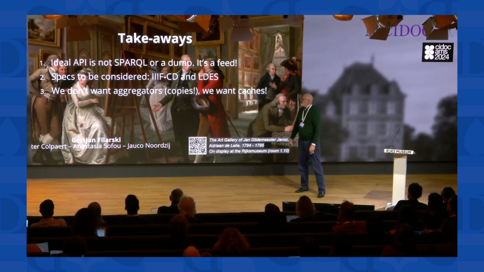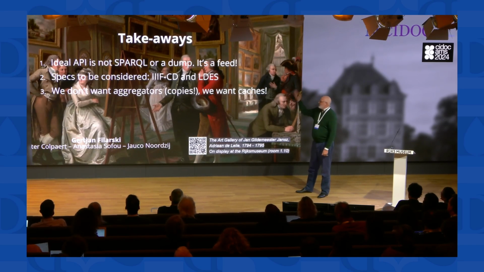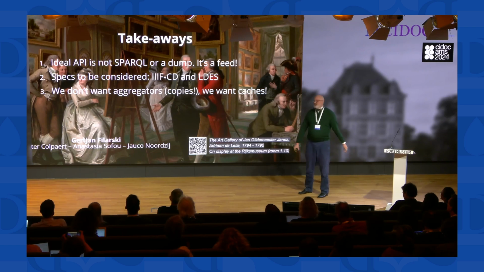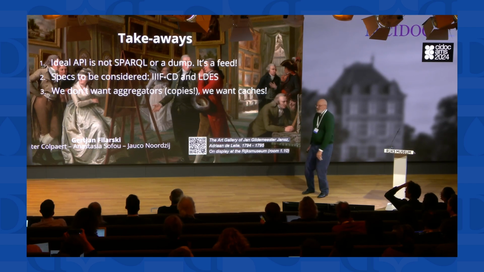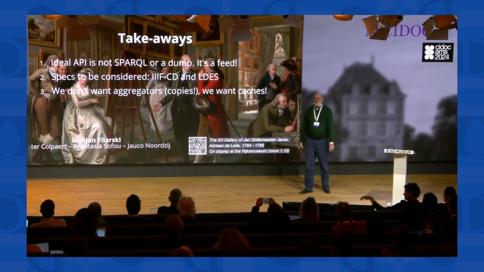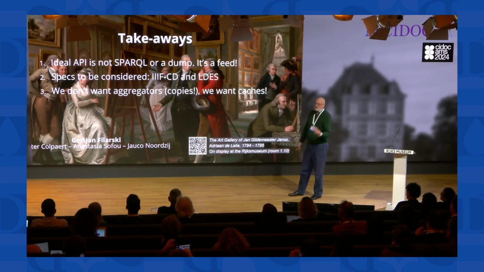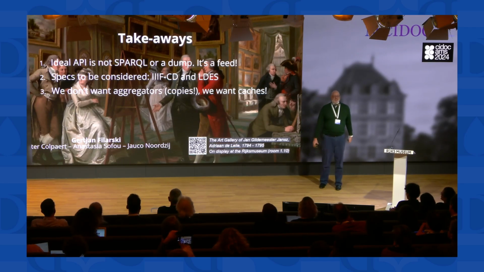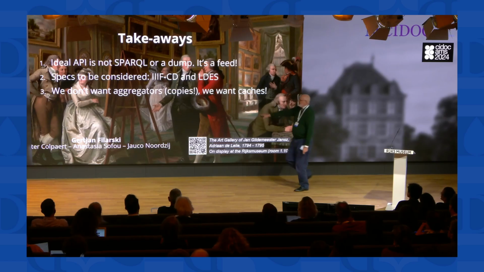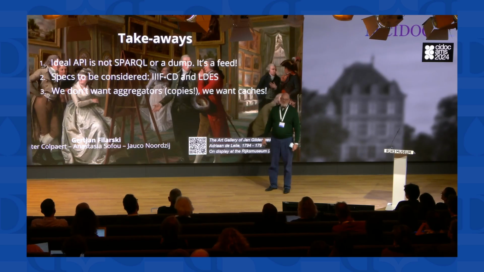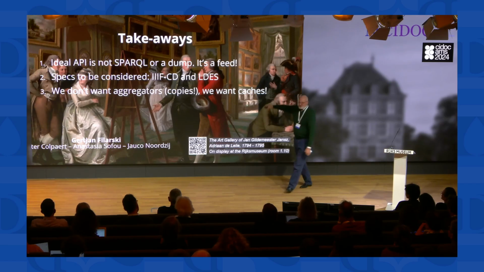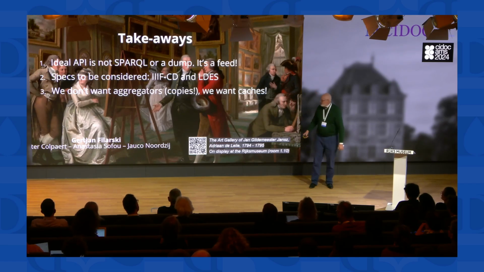So, the takeaways of this presentation. The ideal API is not SPARQL, it's not data dumps, it's very much not data dumps, it's a feed. I want an event stream, I want the changes, I want a subscription. The specs to be considered: IIIF Change Discovery, LDAS. But most of all, if there's anything that you take away, we don't want aggregators that build on other aggregators, and we don't want these copies. We want caches, we want something decentralized. Thank you so much.